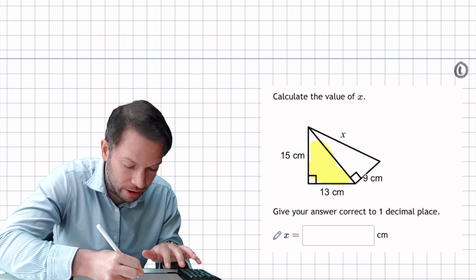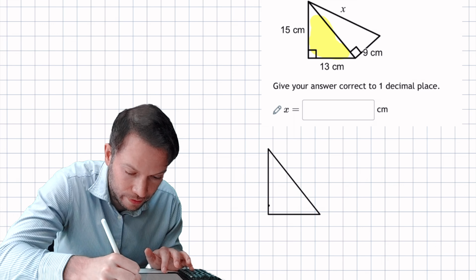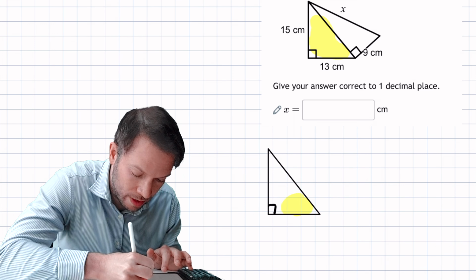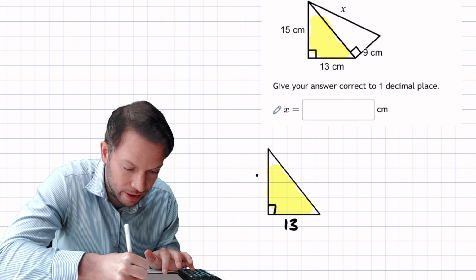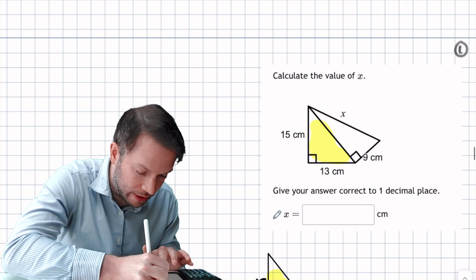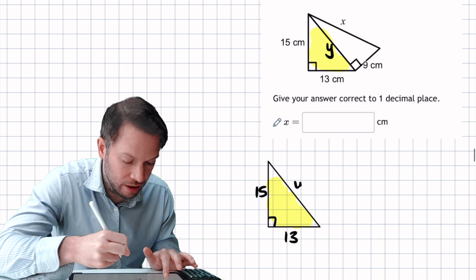So if we draw this triangle separately, and this is the yellow one, if we put the lengths on, we've got the 13 at the bottom and the 15 here. And we want to find this length here. Let's just call it y because we've already used x in the diagram. So I'm going to use the next letter, y.